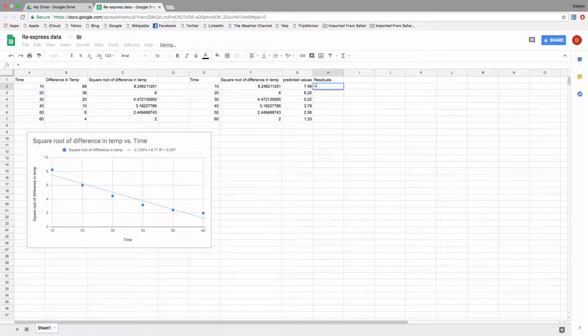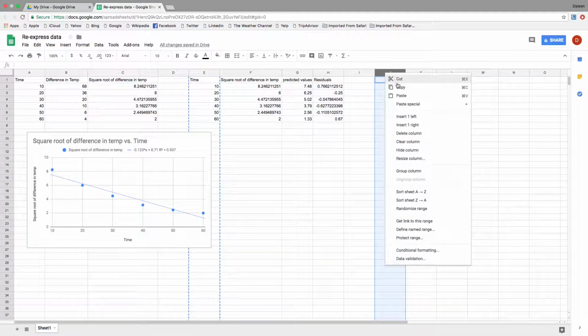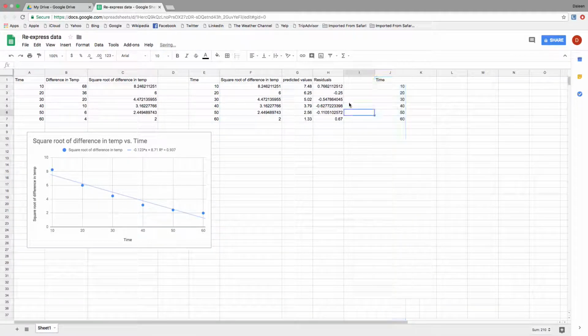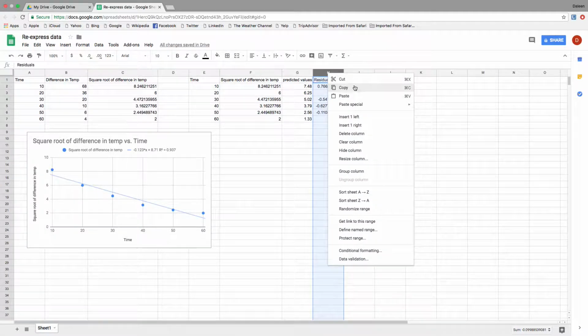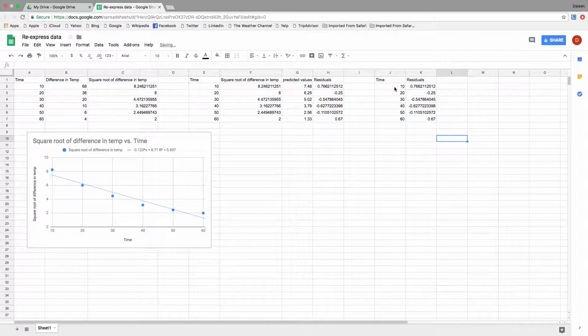The residual equals the observed, what we actually saw, minus the predicted. And I'll drag those down. Now I will copy and paste to have the time as the x variable first, and then my y variable is the residuals. And I'll paste special, paste values only. So now let's make a scatter plot.